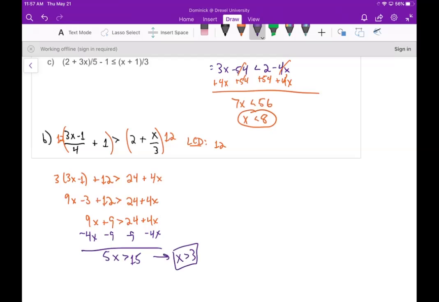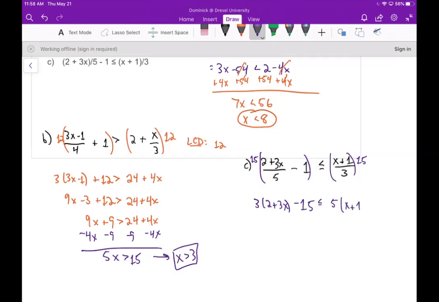Okay, finally, part C, we have 2 plus 3x over 5 minus 1 is less than or equal to x plus 1 over 3. Okay, so now it looks like our LCD here is 15. So then I'm going to end up with 3 times 2 plus 3x minus 15 less than or equal to 5 times x plus 1 once we cancel.